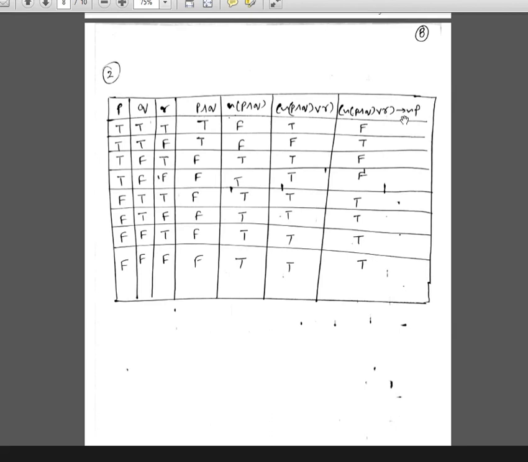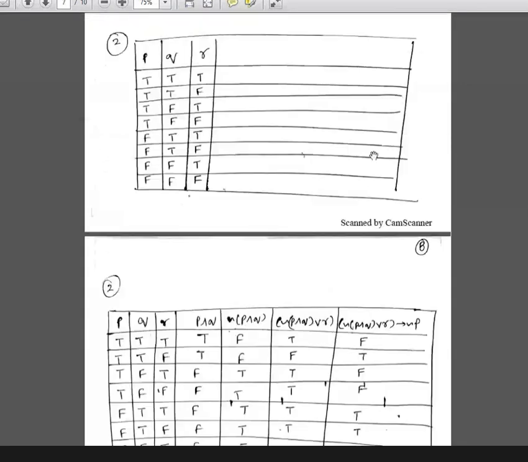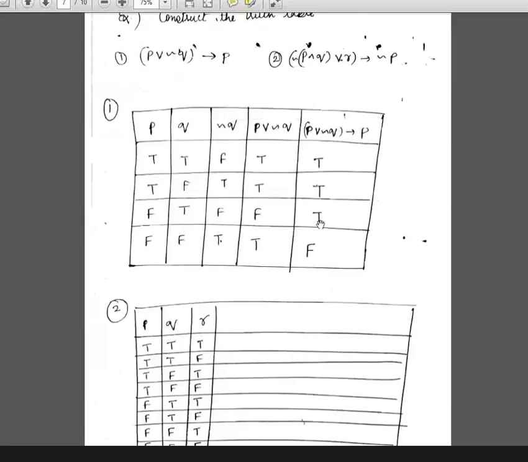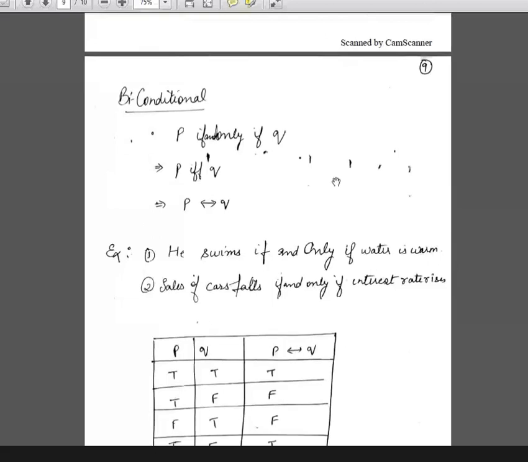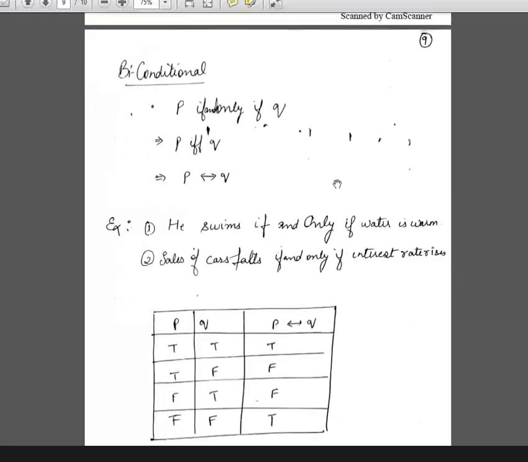and solve it again. For doubts, if you are not getting it by today, then ask me in the evening. I will tell you again, okay? Otherwise, I will give some more questions. But first, make sure you understand this question, because the complete rule for the implication is there. Now, biconditional.